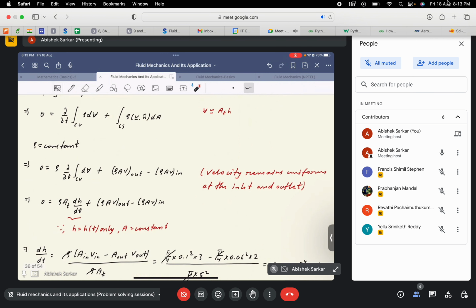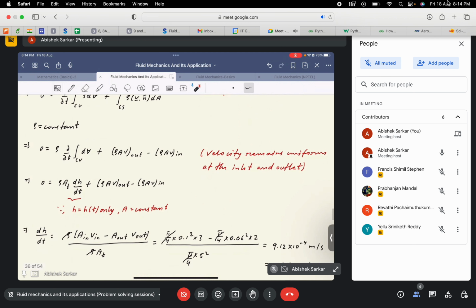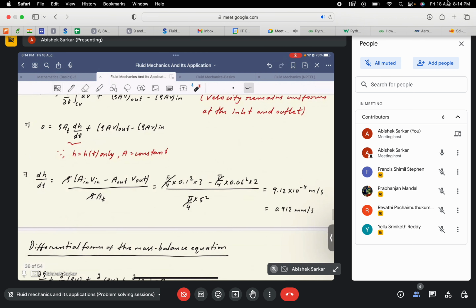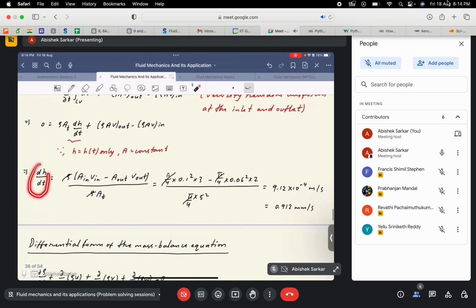Since the area is constant, because the diameter of the tank is constant, A_T can be taken out of this derivative. And here again it becomes a complete derivative, because height is only a function of time now. So this partial derivative converts to a complete derivative. Playing with these terms, we get dH/dt equal to (rho A_in V_in minus A_out V_out) divided by rho A_T. And since density is constant, rho can be cancelled out.